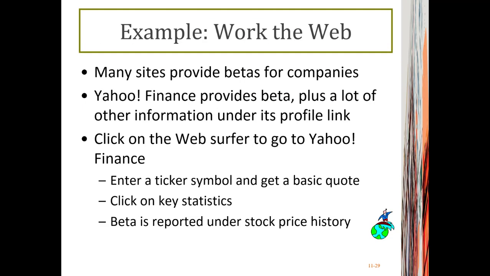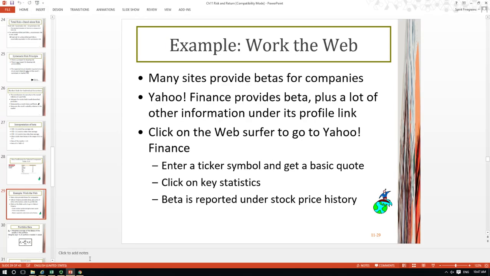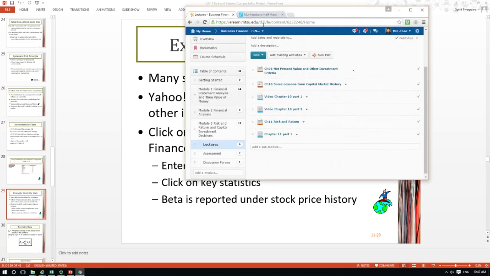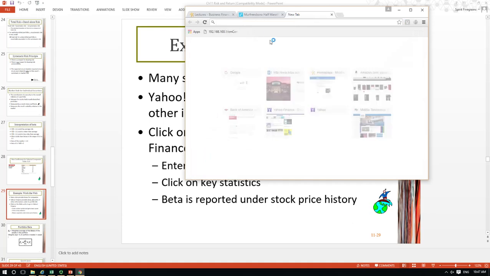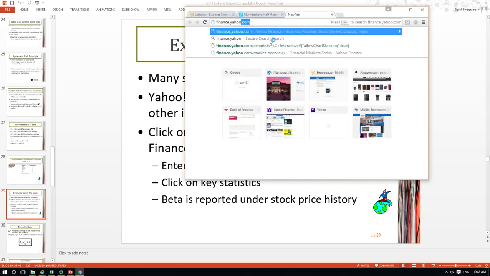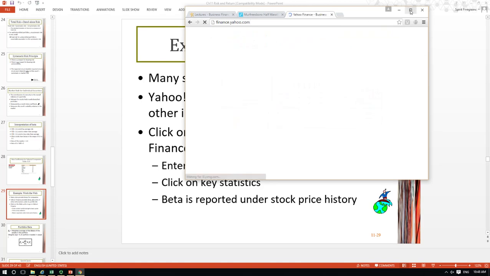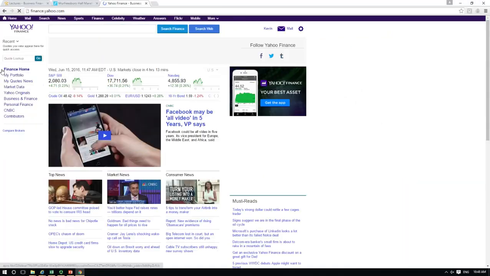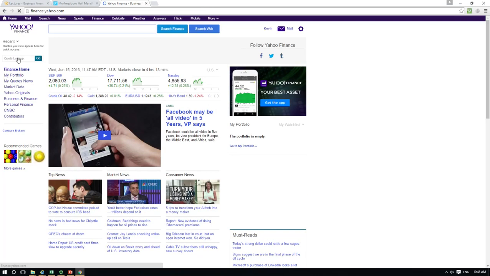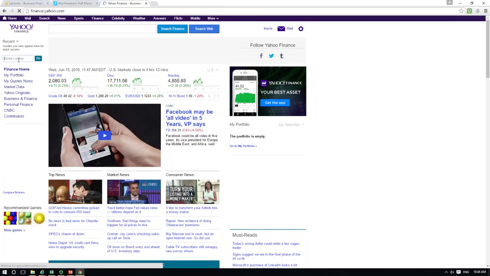Now, let's do a practice to see how we can find a beta in Yahoo Finance. Now, let me open the page for Yahoo Finance, finance.yahoo.com. Let's say we need to look at the beta of a specific stock, for example, Google, G-O-O-G. That is the ticker for that stock. Right. Then we click on Go.